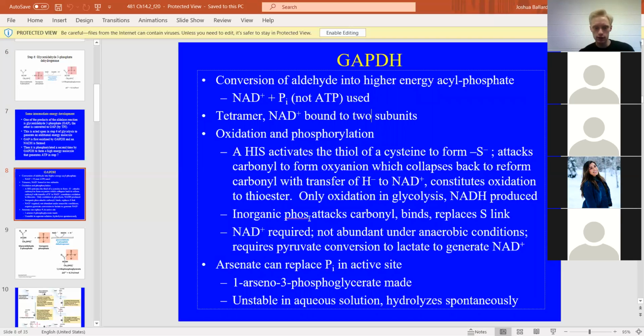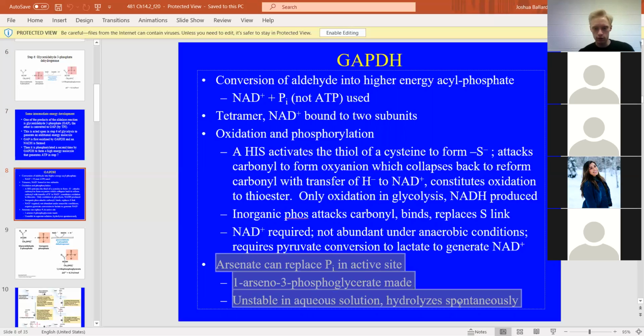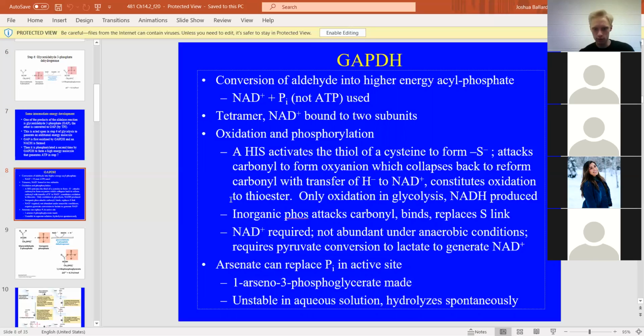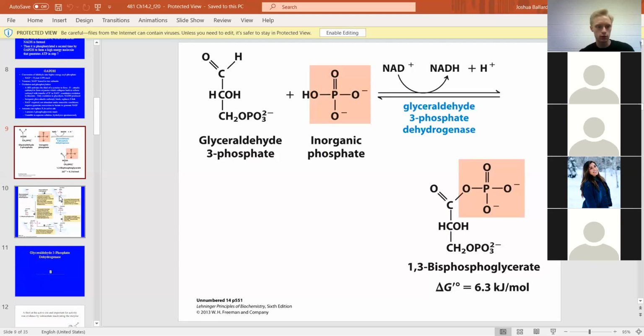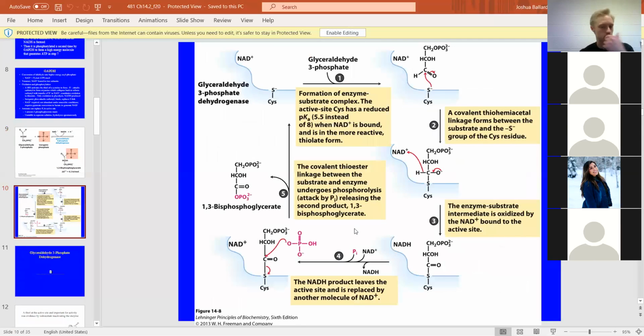Oxidative phosphorylation. Remember arsenate, this was on one of the quizzes. I really don't think we should go much into that. And this is kind of the overall reaction, and this is the reaction mechanism for this.